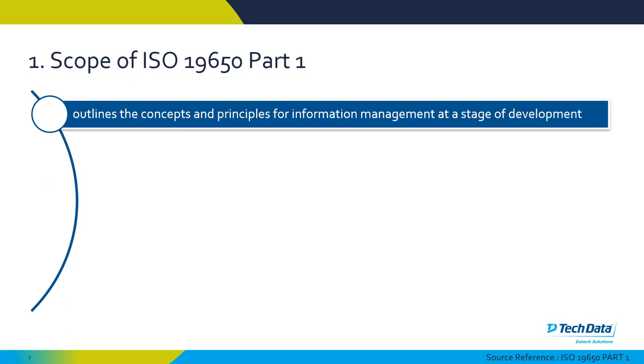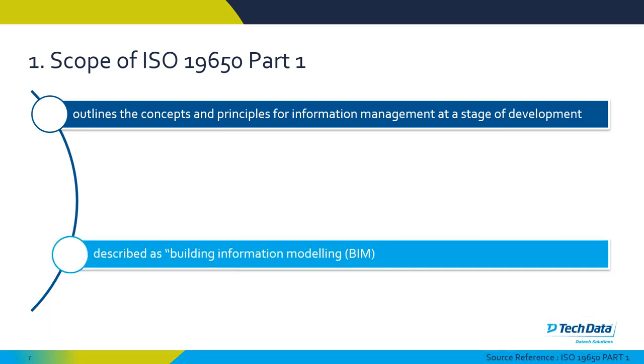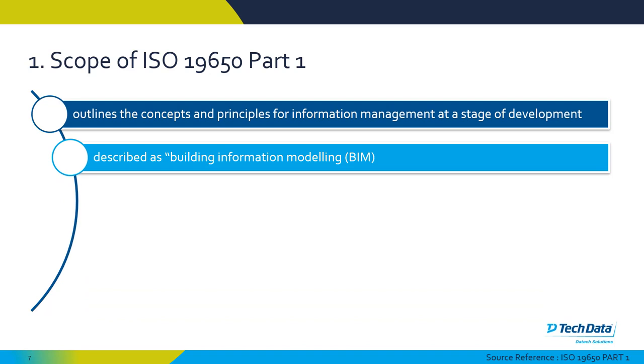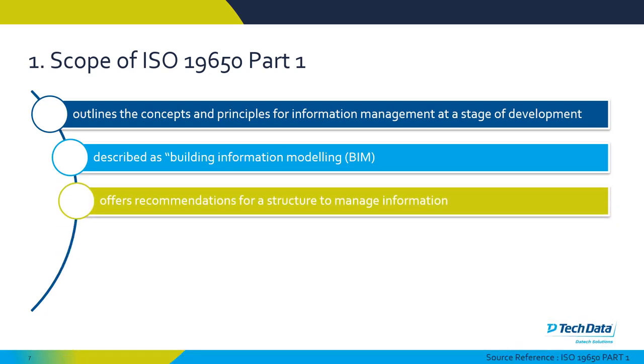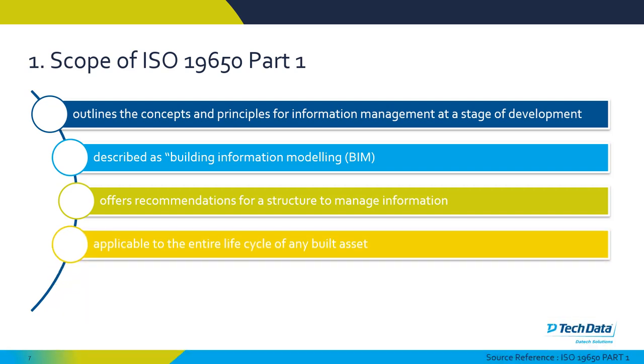So the scope of the ISO 19650 Part 1 document is defined as outlining the concepts and principles for information management at a stage of development or maturity through a project, and then also described as building information modelling being used in this process. And at the end of this, you can offer recommendations for a structure to manage information as a result of following the ISO documents as well.